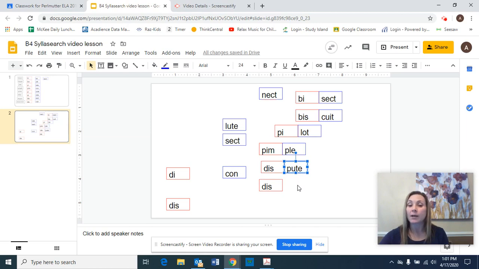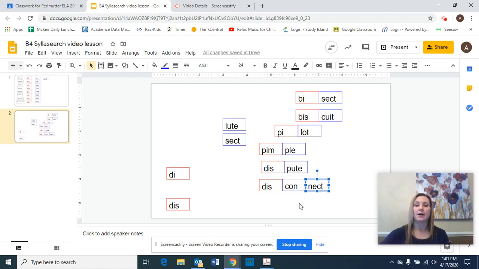The second one, remember, was that one with 3 syllables. It was dis, we added C-O-N, and then we added N-E-C-T. What word did we build? Disconnect. Good job.